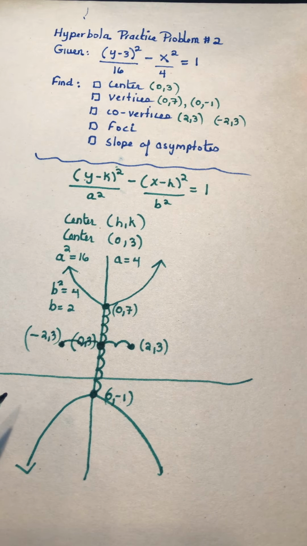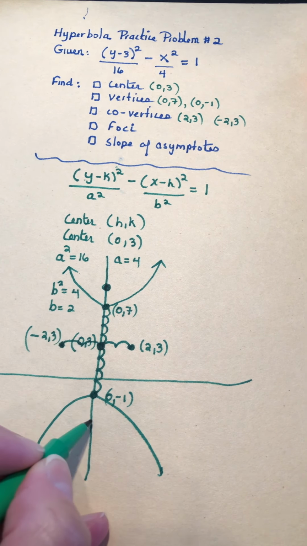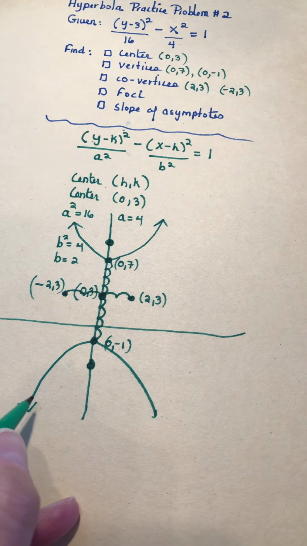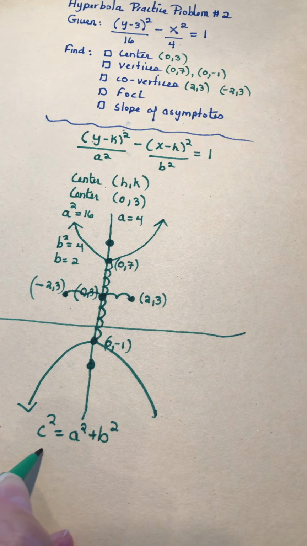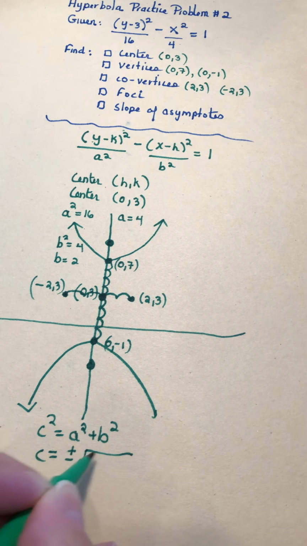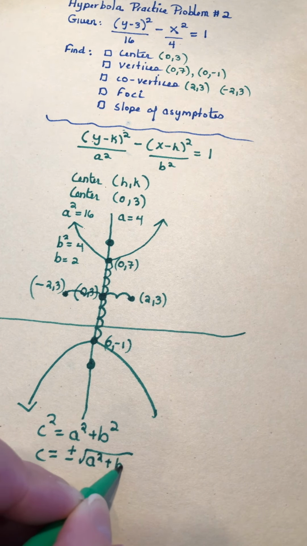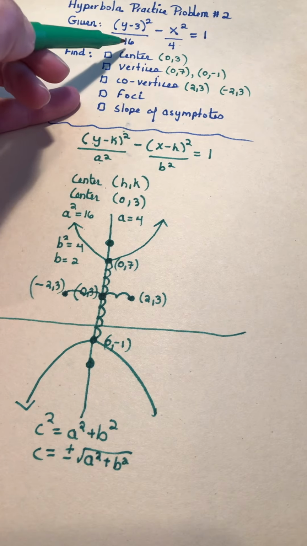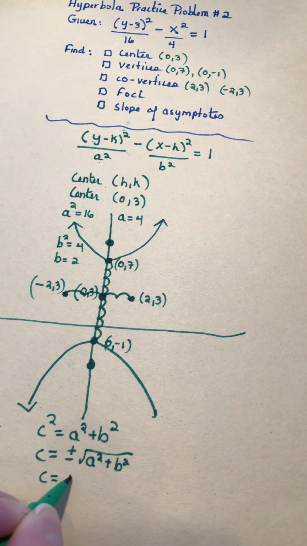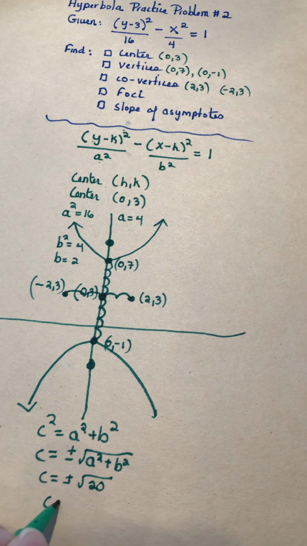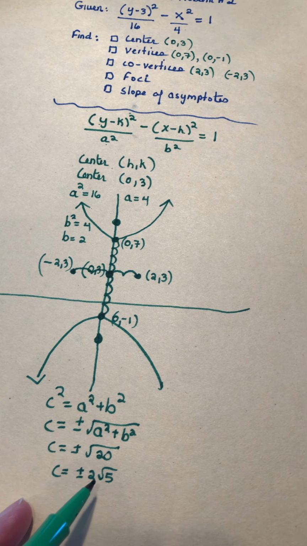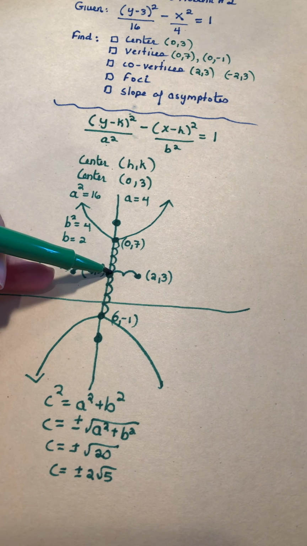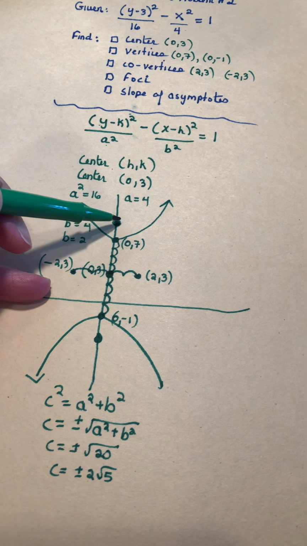Okay. Finally, I need the foci. I'm just going to pencil in where they are. But remember, the foci use the letter c. c squared equals a squared plus b squared. So c is equal to plus or minus the square root of a squared plus b squared. And a squared plus b squared is 16 plus 4. But that's just the square root of 20, which of course I have to simplify into 2 root 5. So the distance from the center to the foci is 2 root 5. So how do I think about that? Well, I'm going to go from this point up to here. That is a distance of 2 root 5.